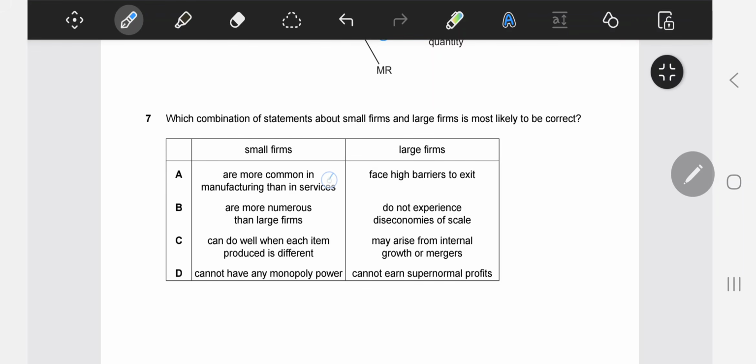This one doesn't really say it's the truth. All the truth are numerous more than large farms. Do not experience diseconomies of scale. So this one is gonna kick that out.